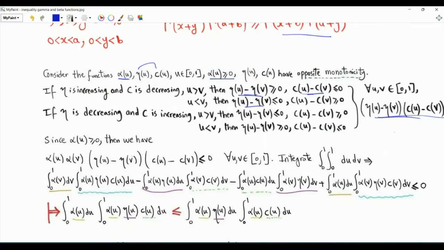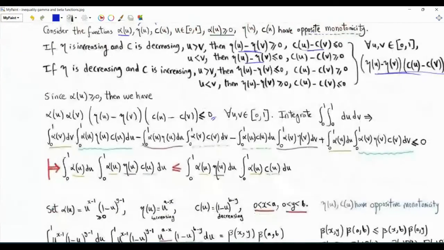The next step is to integrate both sides of this inequality with respect to u and v, each from 0 to 1. Now, the integral of the right-hand side is exactly equal to 0. While the integral of the left-hand side, what we'll do is that we will expand. So we multiply the two brackets, we'll get 4 terms, and when we integrate, we will get 4 terms here. 2 of them are the same. So for example, this term here, this is integral 0 to 1 alpha of v dv, and here this one, it is just the same integral.